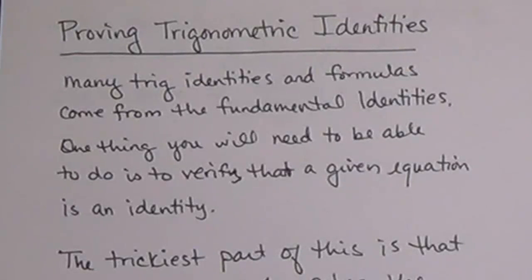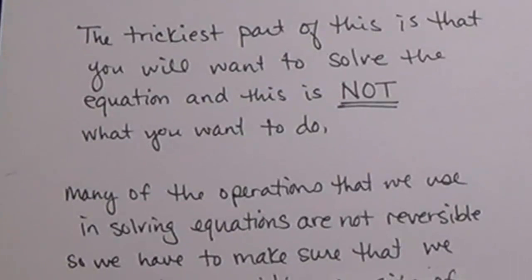Many trig identities and formulas come from the fundamental identities that we just talked about. One of the things you'll need to be able to do is verify that a given equation is an identity. And again, an equation is true for certain values, while an identity is true for all values. Okay. So the trickiest part of this is that you will want to solve the equation, and this is not what you want to do.